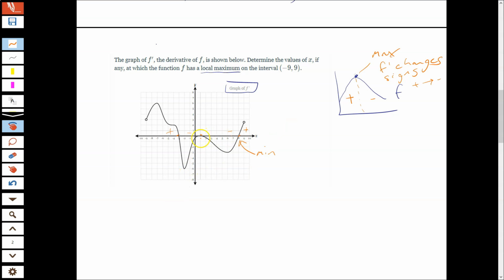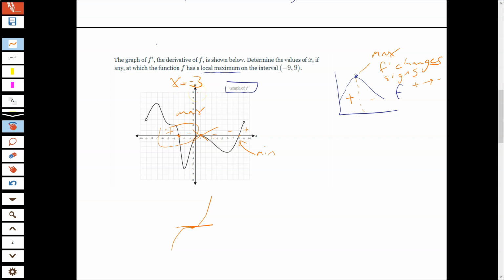Then here, I actually don't change signs at all. Okay, so what f would look like at that point is a point of horizontal tangency, but not a maximum or minimum. Okay, so that's just nothing. And then here is what I want, right? So here is my max, because the derivative is positive to its left. So my x at which f has a local maximum would be that point where f prime is equal to 0 there, x equals -3.